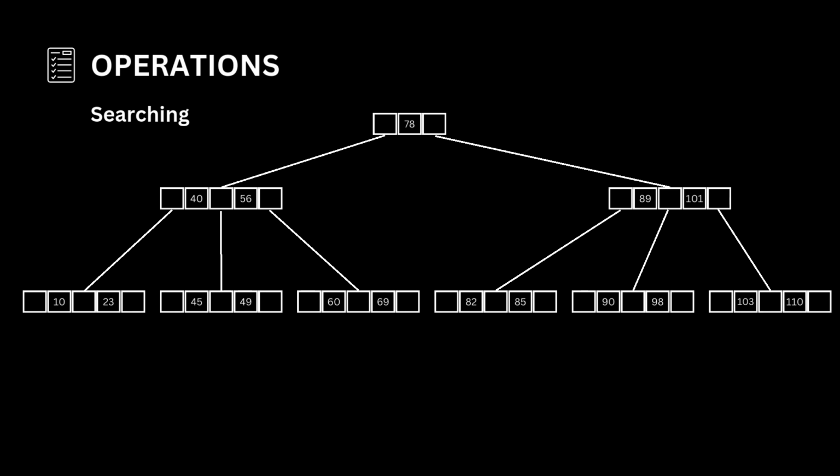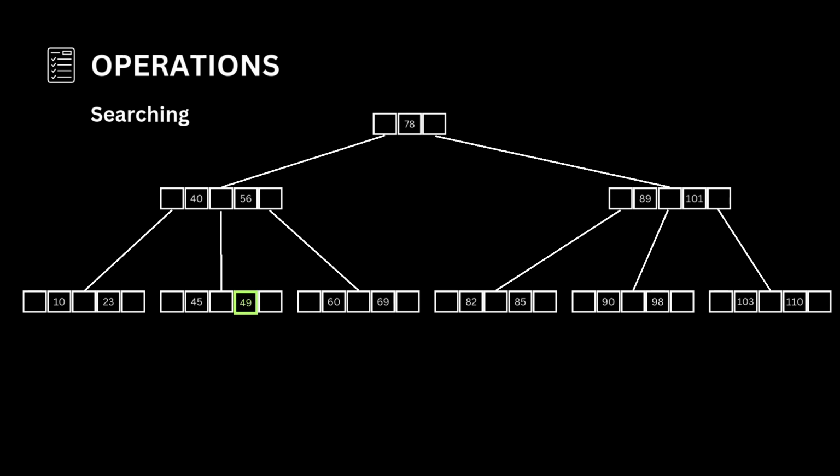Let's see the operations performed on the B tree. First one, searching. Searching in a B tree is similar to that in a binary search tree. For example, if we search for item 49 in the following B tree, the process will be like this. Compare item 49 with root node 78. Since 49 is less than 78, move to its left subtree. Since 40 is less than 49 and 49 is less than 56, traverse the right subtree of 40. 49 is greater than 45, move to the right. Compare 49, match found. Now return.